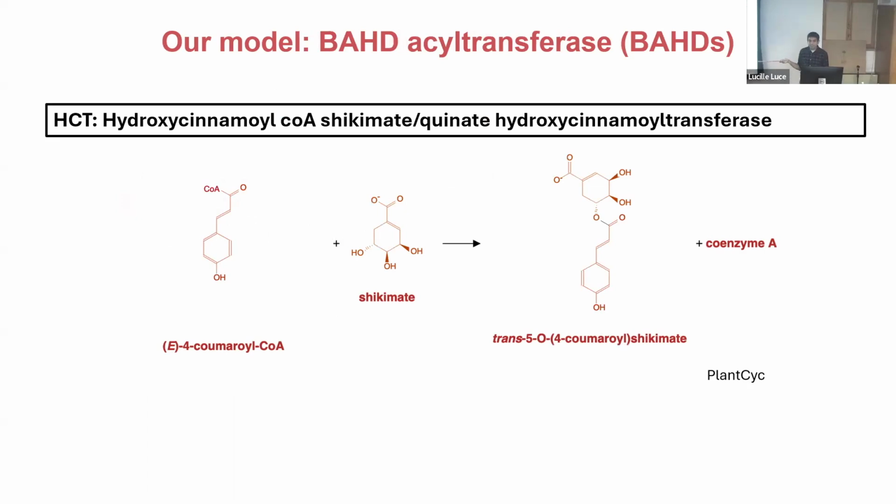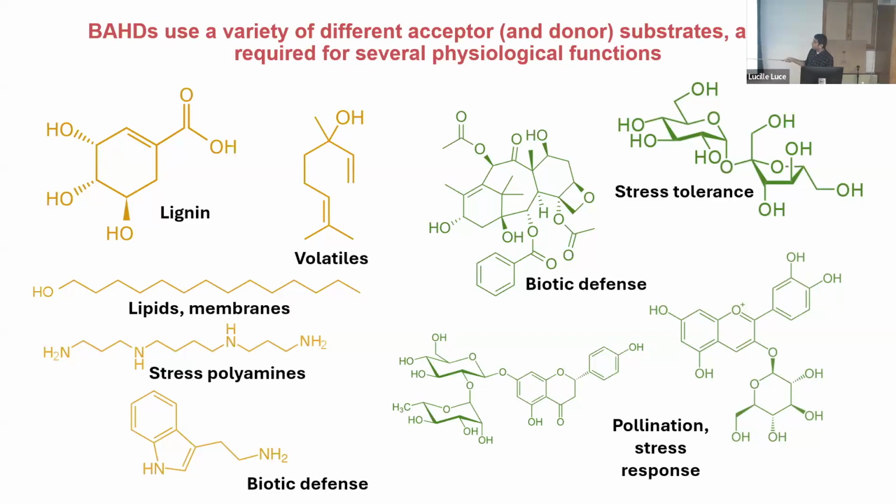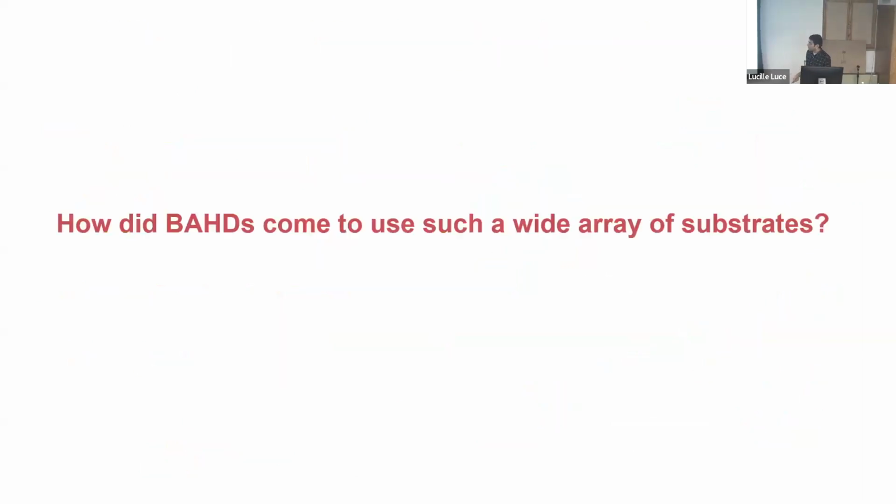Now, the reaction is very simple, but BAHDs use a variety of different substrates. Some of these are aromatic alcohols, aliphatic alcohols. These are amines, aromatic amines, and more complex structures. And all of these are involved in a variety of different processes in the plant, from reproduction, growth, development, stress response, etc. So understanding how BAHDs have come to use these substrate types, that's been a curiosity of mine. That's where we started off this project.